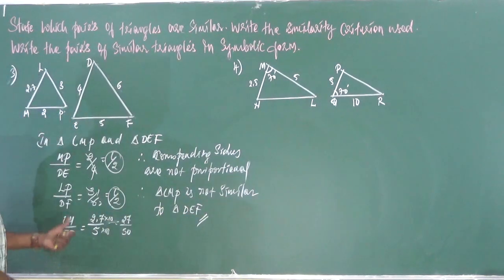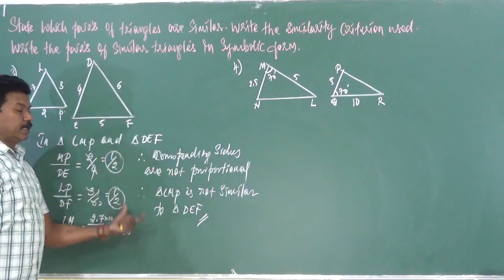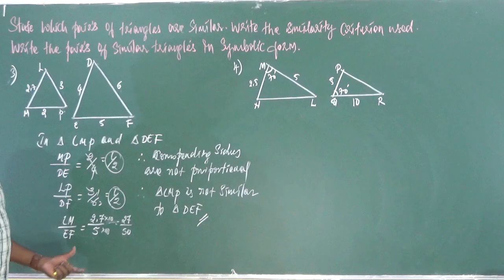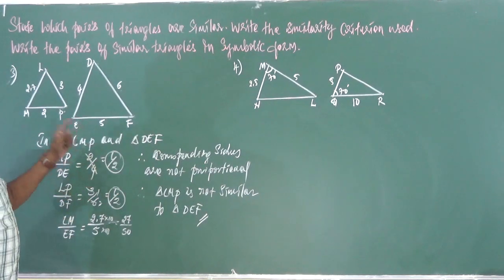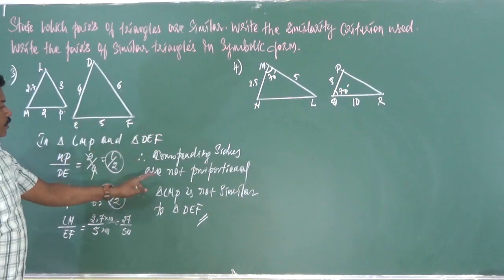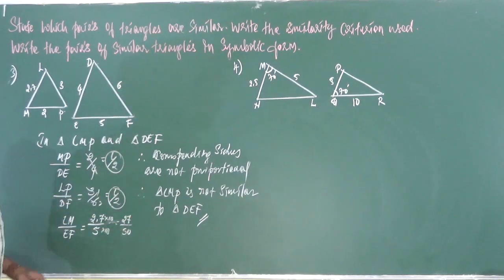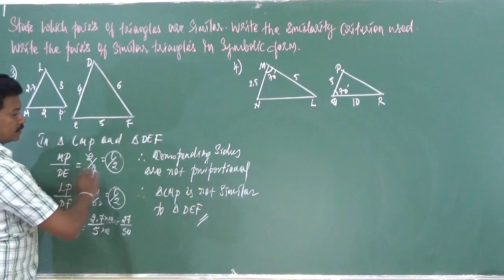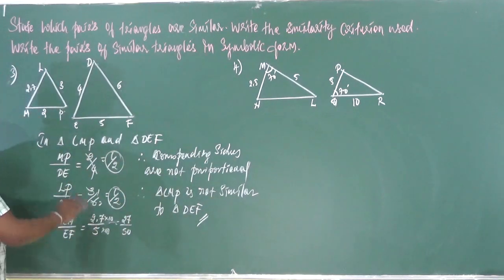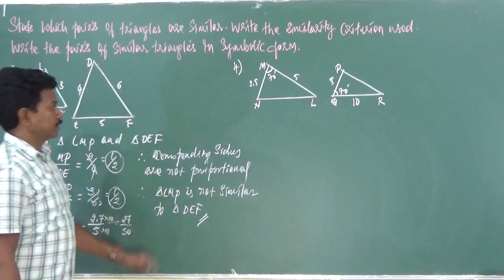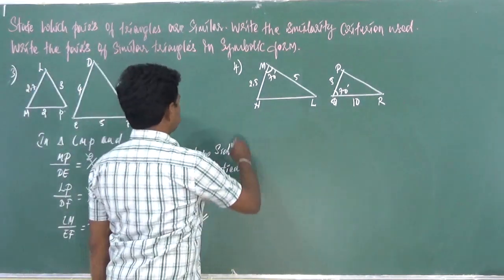The similarity is based on the SSS similarity criterion here. Because if you want to come to a conclusion that the triangles are not similar, then also we have to use a criterion. So according to the SSS similarity criterion, triangle LMP is not similar to triangle DEF. So this is enough, right? Okay, so we'll go with the next one.